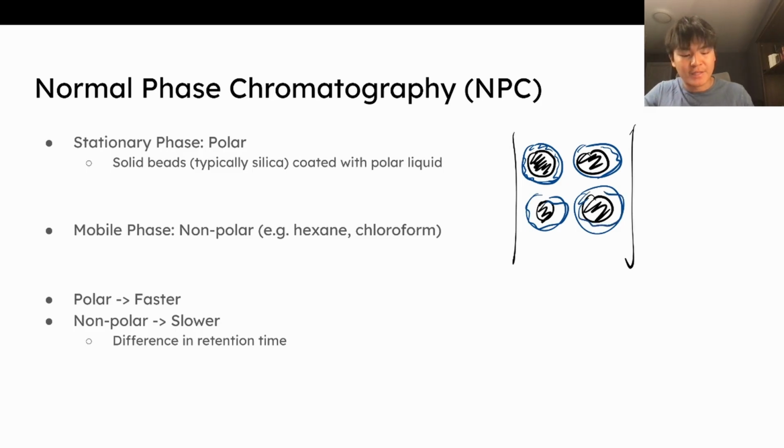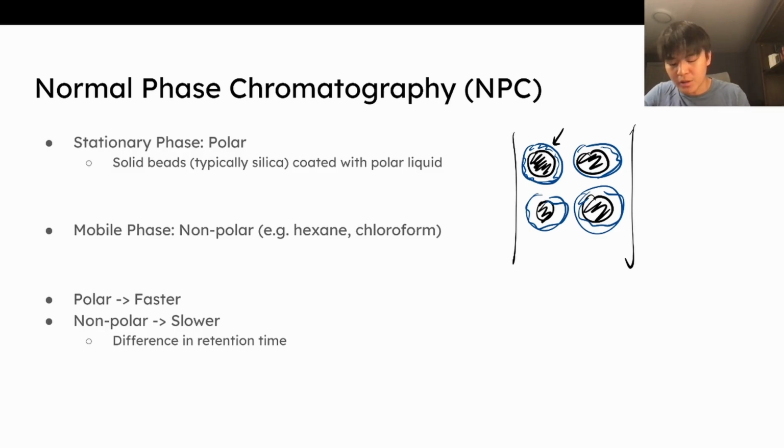The mobile phase will be something that's non-polar, so let's imagine hexane or chloroform. In this mobile phase, there are also the analytes that we want to analyze. What's going to happen is that the polar analytes will interact more with the polar stationary phase, whereas the non-polar ones are just going to pass straight through.